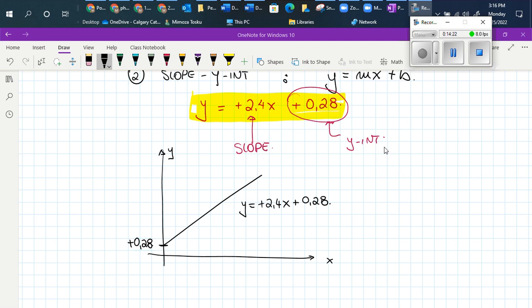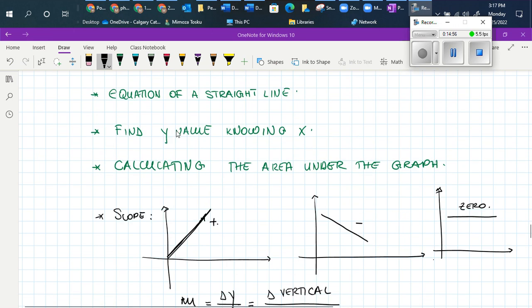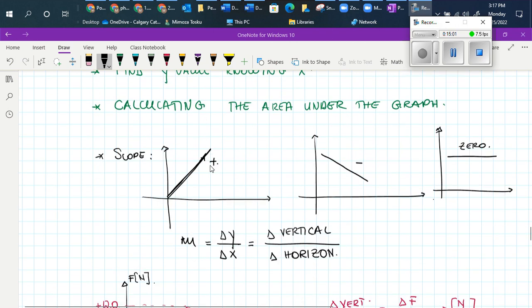So this was in terms of writing the equation of the line when we know a point and the slope, either given or calculated. So we know how to calculate the slope, and we know how to write the equation of the line when we have a point and a slope. And now what we will see is how we can find the y value of a point when we know the x value of it. So now we'll deal with the third part of the lesson, which is finding the y value knowing the x.